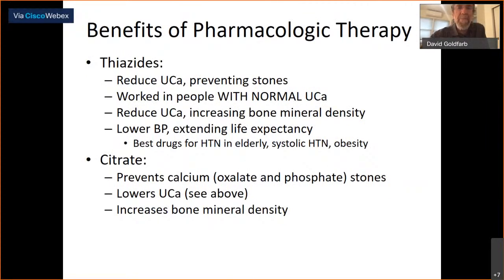Thiazides reduce the urine calcium and prevent stones, and they worked in patients who had normal urine calcium. That calcium is now going into bone. As I explained to my patients, they're going to have a better bone density as well. And citrate, however you give citrate, as potassium citrate or as fruits and vegetables, will prevent calcium stones, whether oxalate or phosphate stones, lower the urine calcium, and increase bone mineral density. Brian Eisner's got a nice paper showing that citrate made urine calcium go down as well. And there are nice studies from Switzerland demonstrating that potassium citrate, because it is titrating acid, is associated with increased bone density. Next slide.